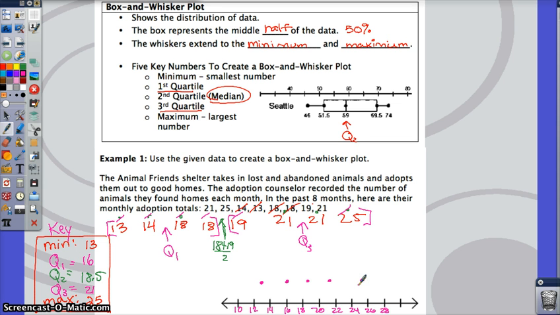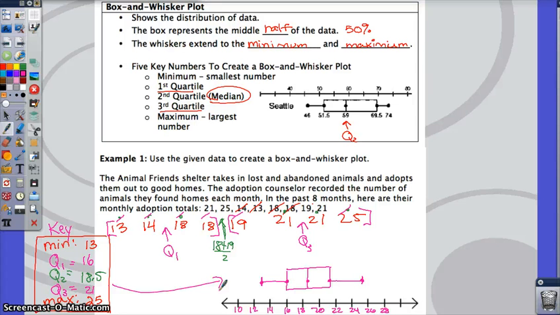Then remember the three Qs, Q1, Q2, Q3, those are the box. So make a box from Q1 to Q3 and draw a line down where the median is. That's your Q2 right there. Then the whiskers go to your maximum and to your minimum. Again, because I have my key right over on the side, I think it's okay to not label those numbers on there. But if you don't have a key, you should label the numbers, and I will do that on the next one. There's your finished box and whisker.